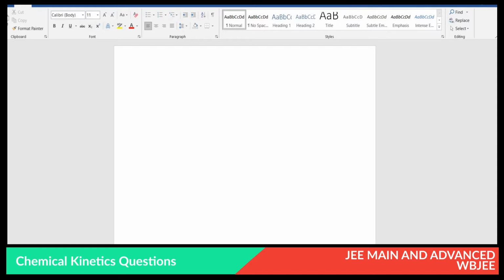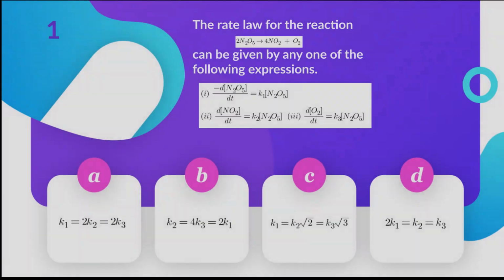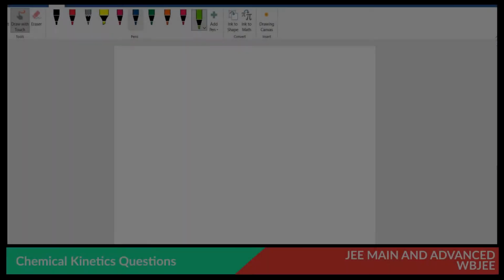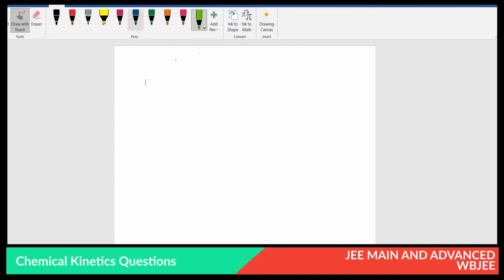Alright, so the first question that we shall do from Chemical Kinetics is: the rate law for the reaction 2N2O5 giving 4NO2 plus O2 can be given by one of the following expressions, and there are three expressions given to you. Right, so let us start with the solution for this particular question. The reaction given to you is 2N2O5 giving 4NO2 plus O2.